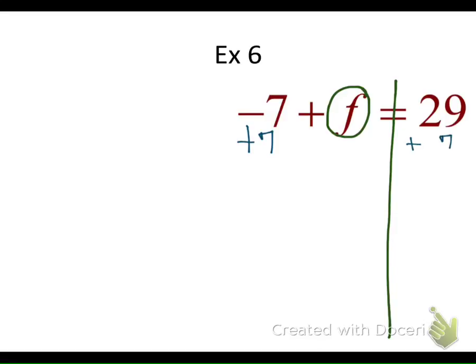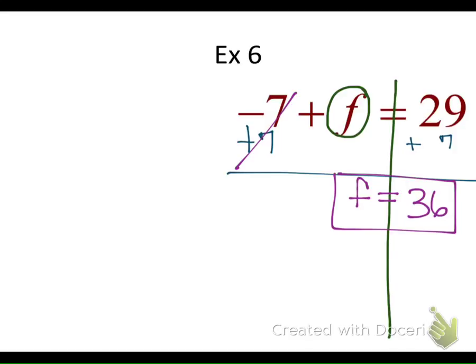I'm going to make sure I show the operation signs on each side. So Darius, finish this one off for me. You cross out. Okay. Then you drop the L. The equal sign. Then I got 36. I think you're right.